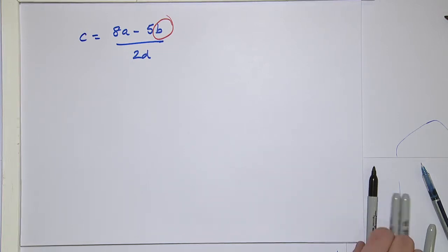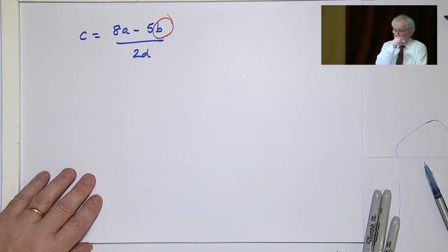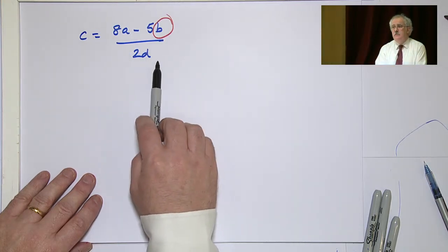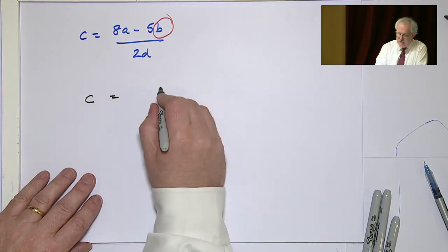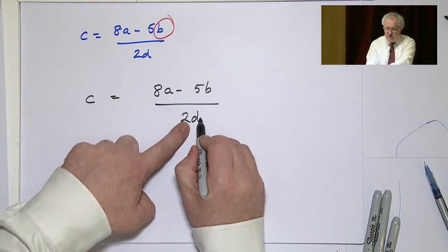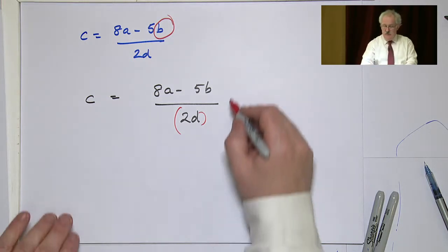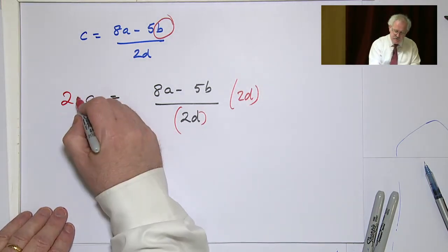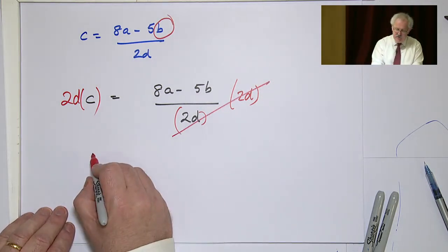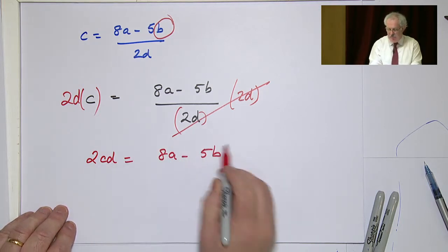Okay, we'll give this a go. 8a minus 5b over 2d. I mean, keep your eye on the target. The target is the b. I certainly don't like this divider here. So probably the first thing I would do is I would say 8a minus 5b. I would get rid of that 2d on the bottom. How do you get rid of a divider like that? Multiply by 2d on both sides in the right order. So they'd cancel. You get c2d or 2cd or whatever you want is 8a minus 5b.